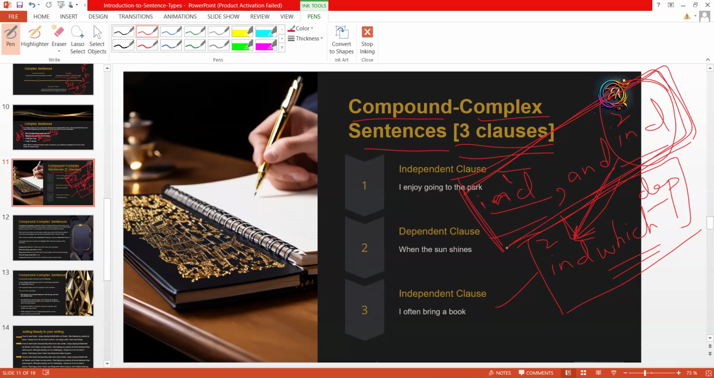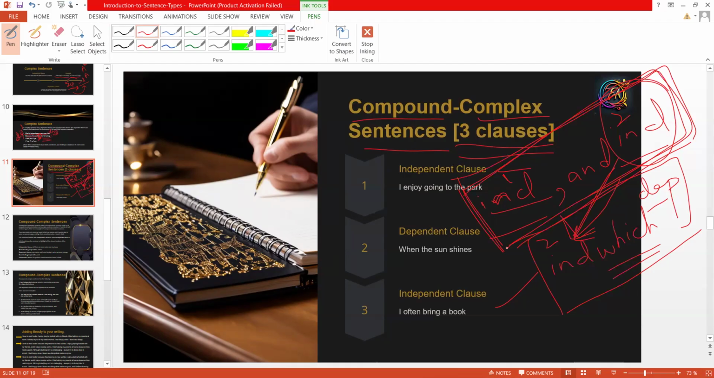Now, this is how we are going to make a compound complex sentence. Okay, let's go with the example. It's just mentioned here, but it is again divided into different segments. I enjoyed going to the park. When the sun shines, I often bring a book. Now, see, the idea is the same, but we are just breaking it into segments.